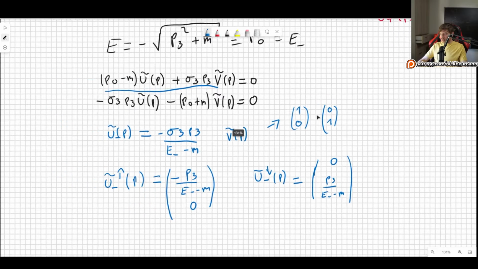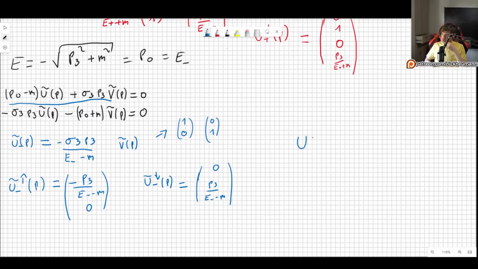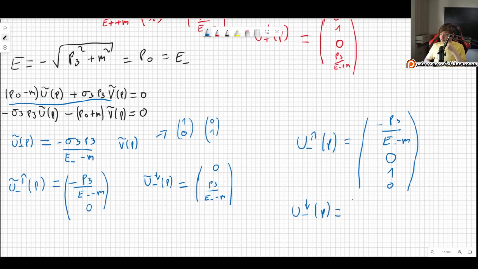Okay, so using this, we can, just like before, construct these U solutions. So U, not anymore U tilde, just U. This will be U minus in the up case: minus P3 over E minus minus M, 0, and then 1, 0. And then in the other case, U minus down, this will be 0, P3 over E minus minus M, and then we have 0, 1. So these are both of our possible solutions.